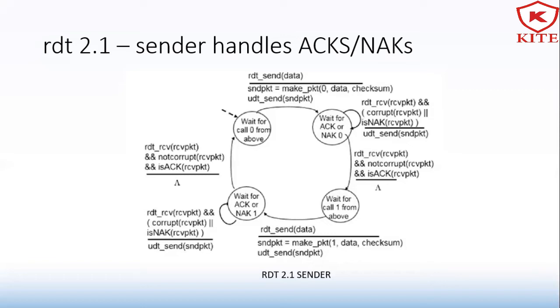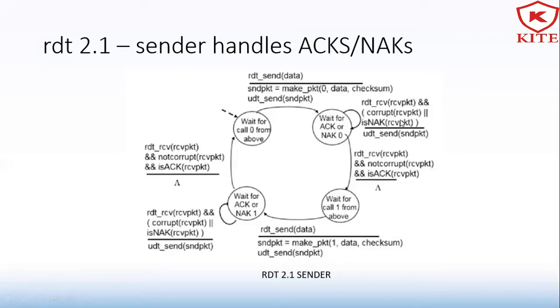At the receiving side, the receiver must check whether the received packet is a duplicate or not. If so, it sends the acknowledgement, and the state indicates whether it is 0 or 1, the accepted packet sequence number. The receiver doesn't know if the last acknowledgement or negative acknowledgement was received. Okay, let's see how RDT 2.1 works.